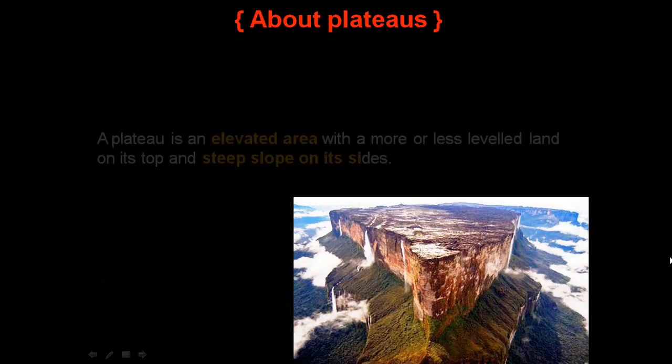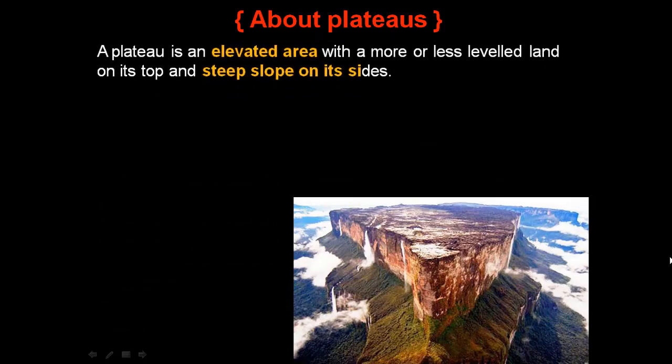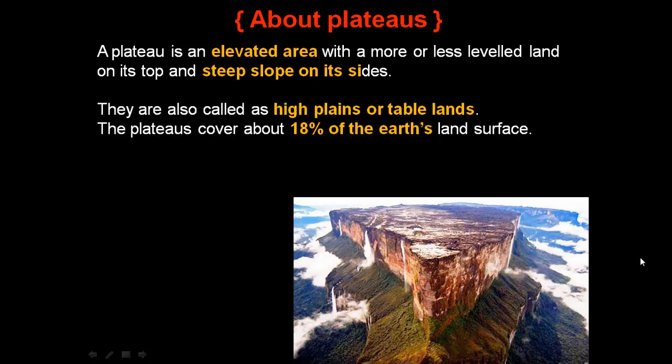As you can see in the visual, plateaus are elevated areas which are more or less leveled at the top. As you can see, the top part is flat, and on either side there is an abrupt drop, or you can say there is a vertical slope on all four sides. They are also called high plains or tablelands because the top part is flat. Plateaus cover about 18% of the Earth's land surface.